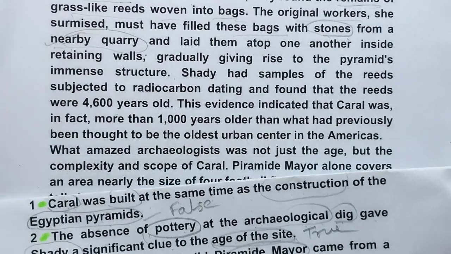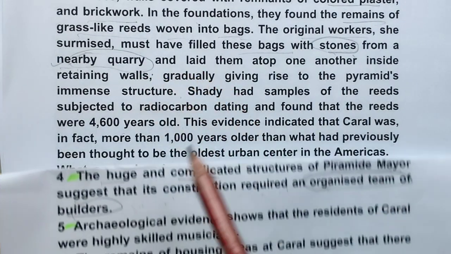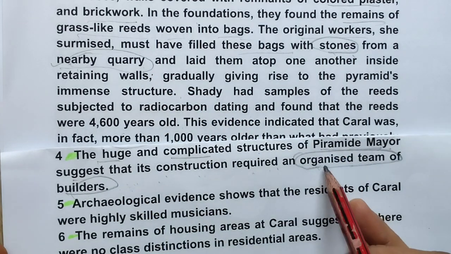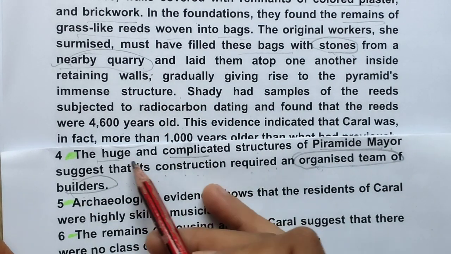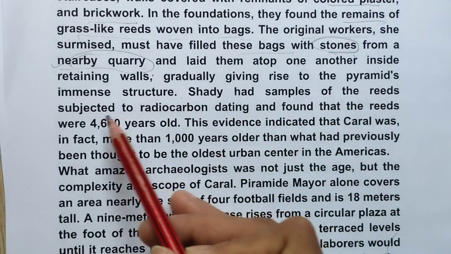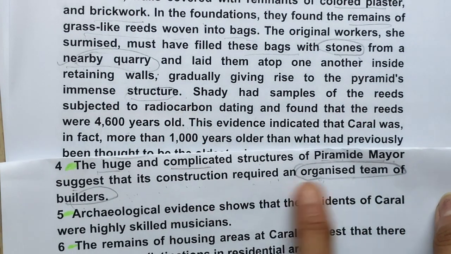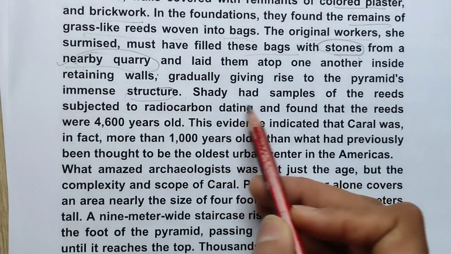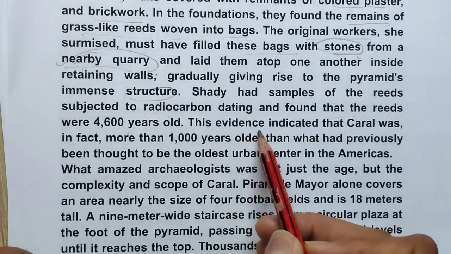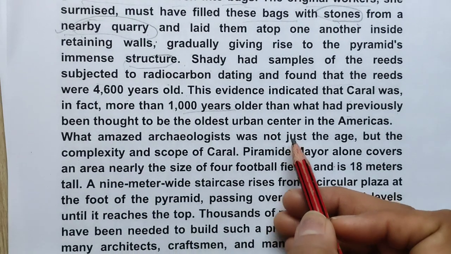Okay, so let's go to the next, same paragraph. We will just find, just a minute. Here we have just left this third number question. Now we will just find organized team of builders, construction, huge and complicated structure of pyramids. Gradually giving rise to the pyramids, immense structure word is here. Now we are looking whether it was an organized team of builders or not. Shady had samples of the reeds subjected to radiocarbon dating. Evidence indicated that Caral was 1000 years older. We are looking for team of builders.